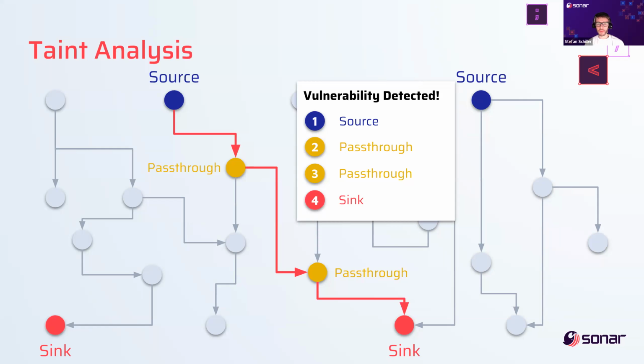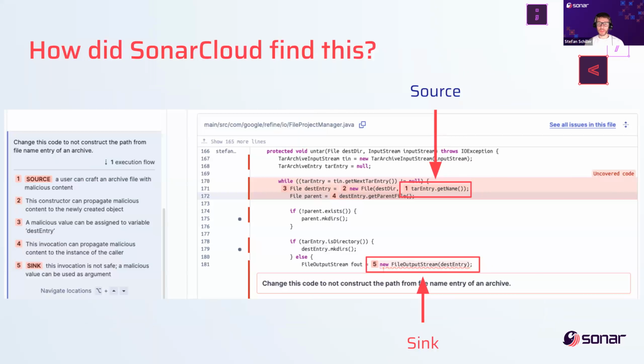Steps in between the flow from the source to the sink are called pass-through. These simply pass on the data. In our case study example, the taint flow is very straightforward. The source is the entry name of an archive, and the sink is the constructor of the FileOutputStream class.